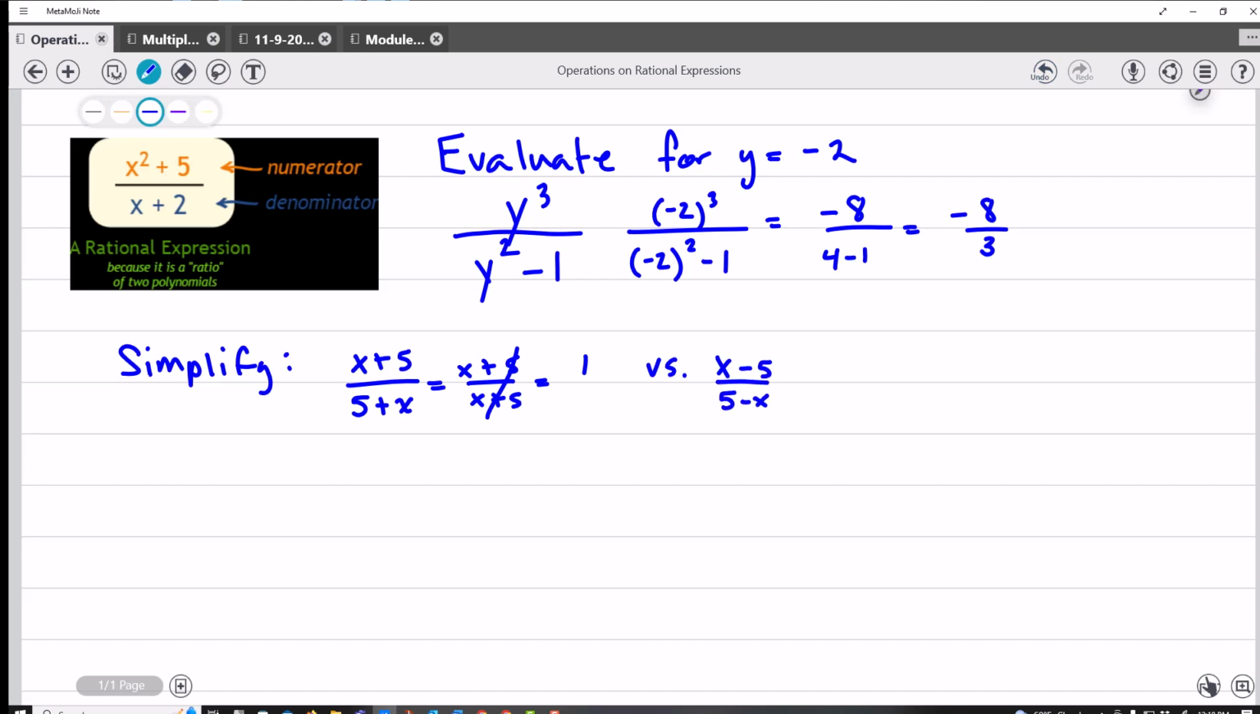Now you can't reverse this, right? Because even if you do, it's -x plus 5. But what you could do is factor out a -1. So if I factor out a -1, and I'm even going to change the order here, -x becomes x, my +5 becomes -5. And now I actually can cancel this, and I am just simply left with 1 over -1 or -1. So that one's a little tricky.